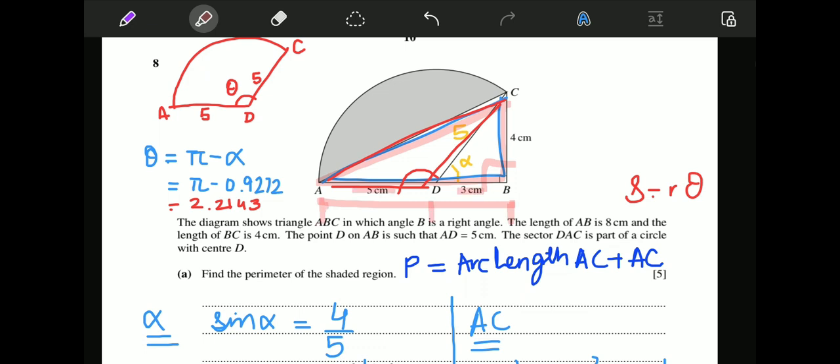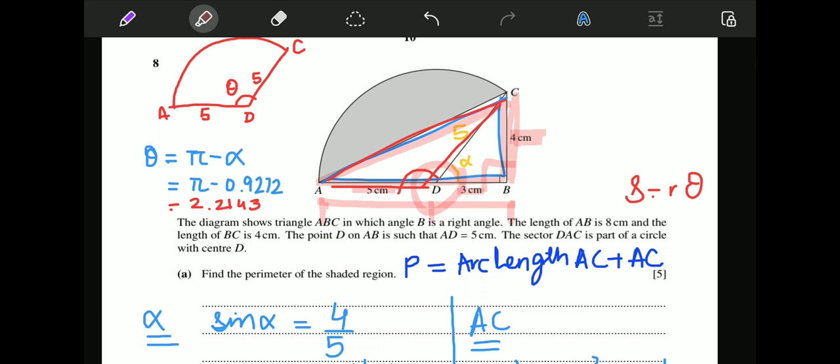Next thing is the length of BC is 4 centimeter. This length is 4 centimeter. This is also given. The point D on AB is such that AD is 5 centimeter. Okay, it is also shown in the figure. The sector DAC is part of a circle with center D.